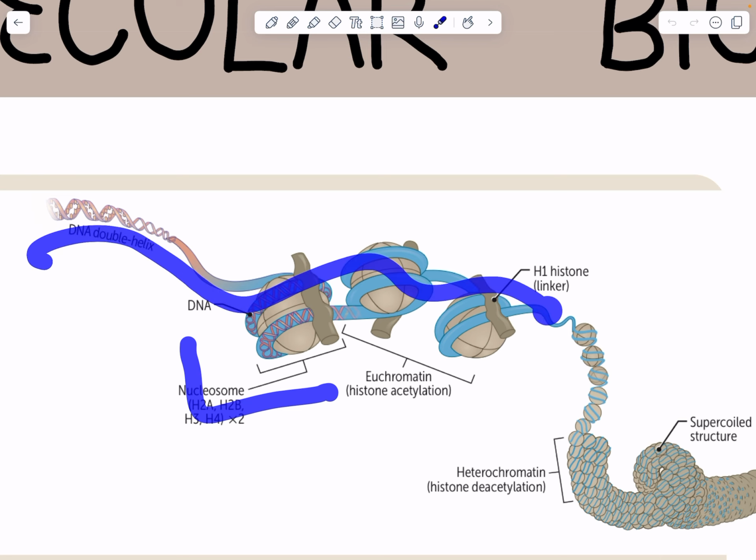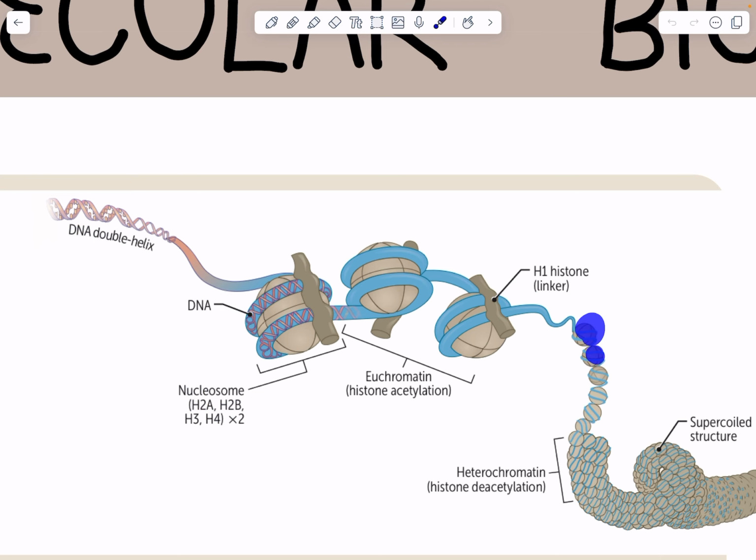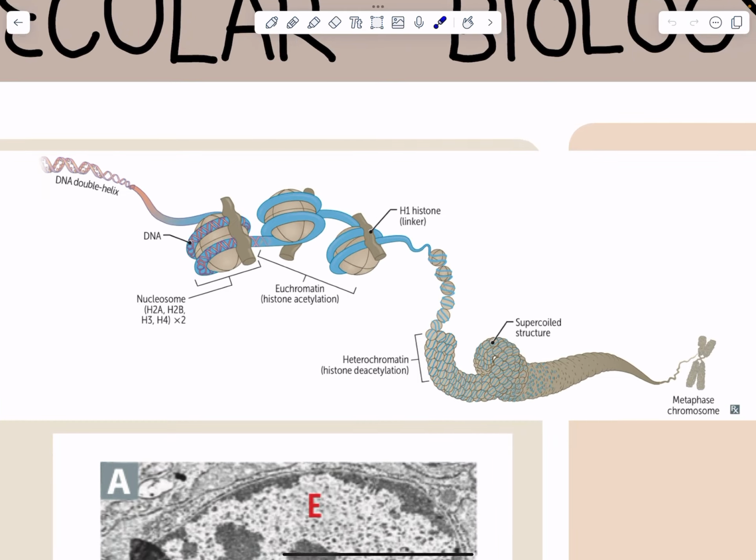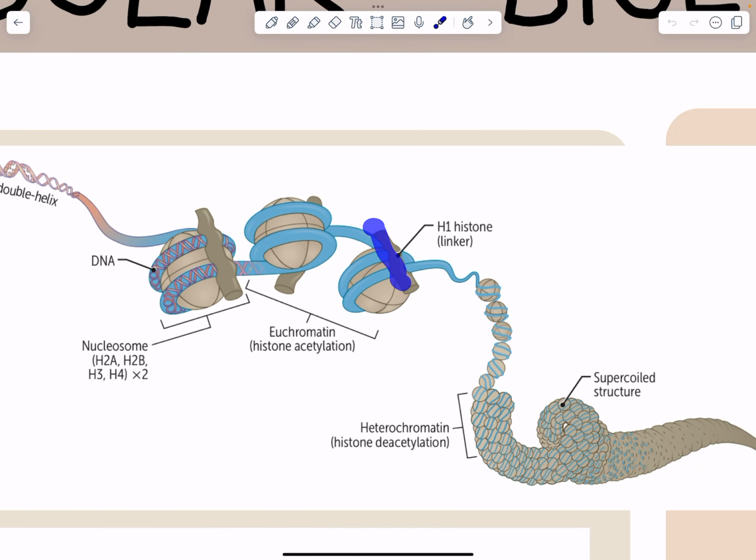And this is a string. We can say that these are strings. These are the beads on a string structure, which we can see here. And this is the H1 histone protein, which is stabilizing the nucleosome structure.